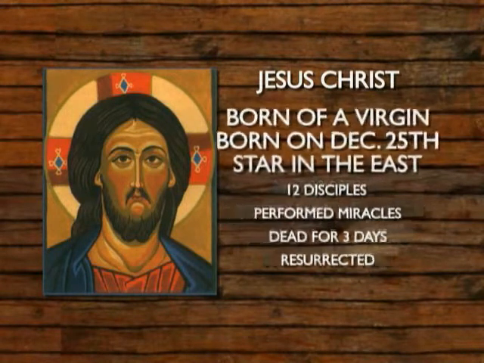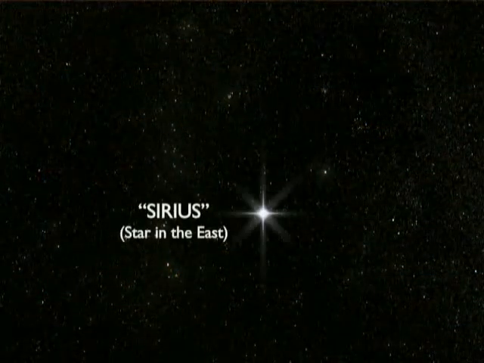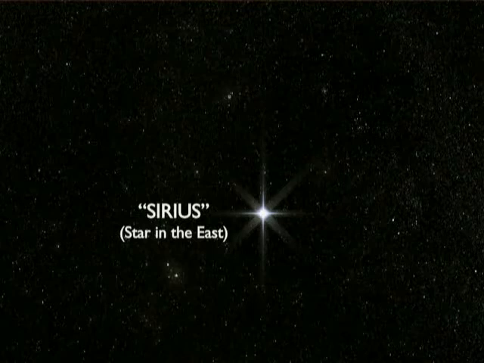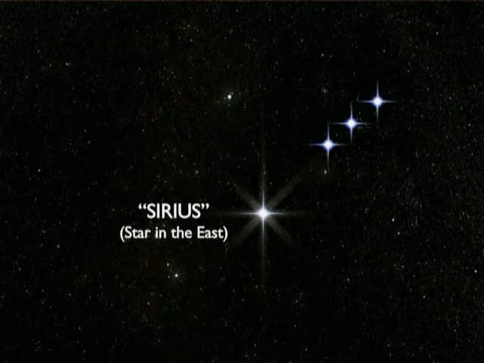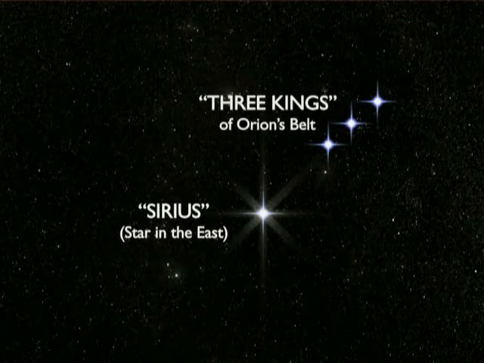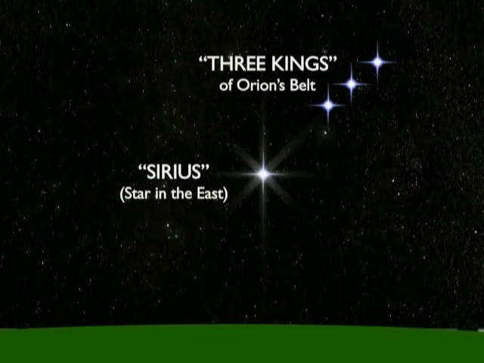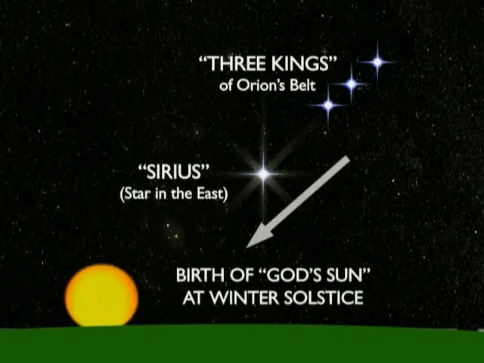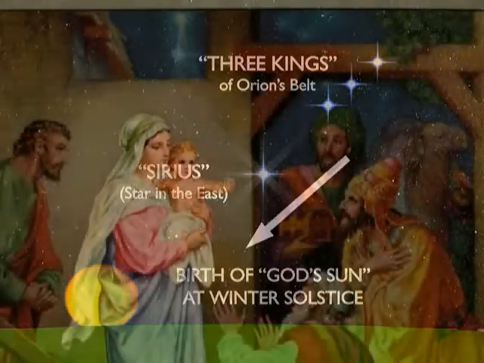First of all, the birth sequence is completely astrological. The star in the east is Sirius, the brightest star in the night sky, which, on December 24th, aligns with the 3 brightest stars in Orion's belt. These 3 bright stars in Orion's belt are called today what they were called in ancient times, the 3 kings. And the 3 kings and the brightest star, Sirius, all point to the place of the sunrise on December 25th. This is why the 3 kings follow the star in the east, in order to locate the sunrise, the birth of the sun.